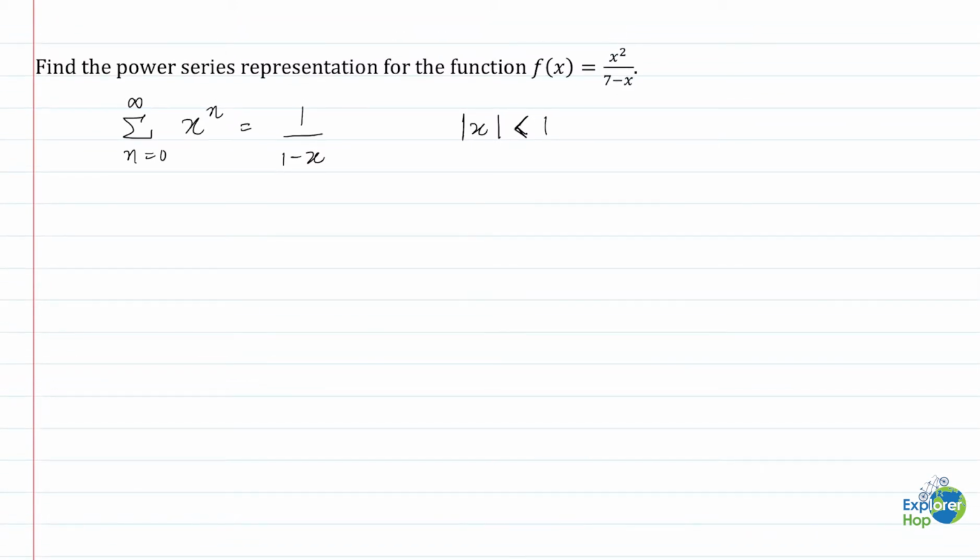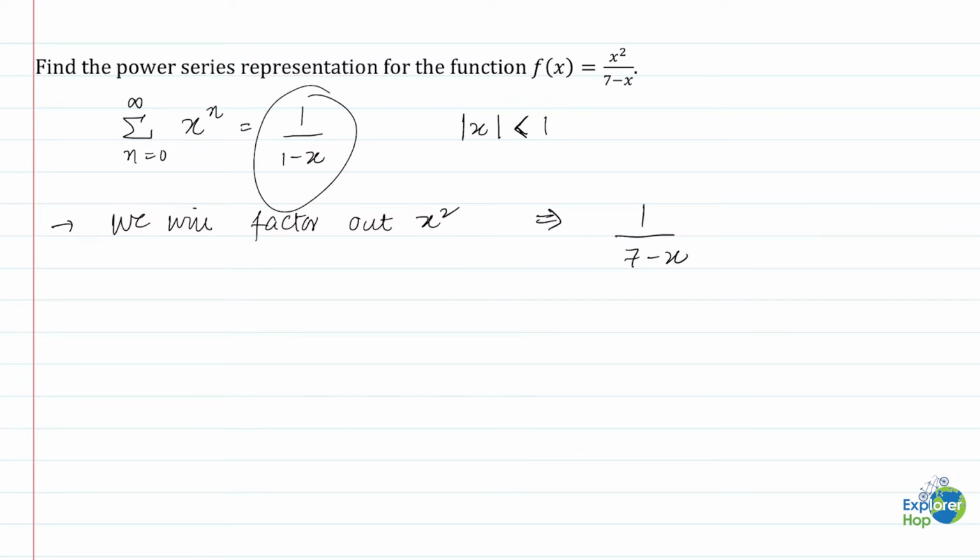To write the function of x in this form, we need to have a 1 in the numerator. So what we'll do is factor out x squared right now. Factoring out x squared, we will be left only with 1 over 7 minus x. Now this looks much easier to change into this form. So now we will rewrite this, and it can easily be rewritten as 1 over 7 times 1 over 1 minus x over 7.